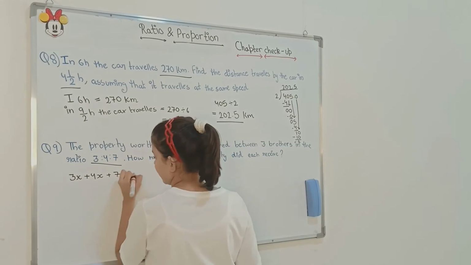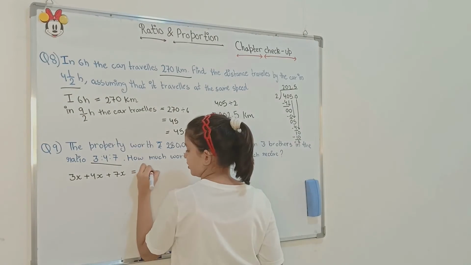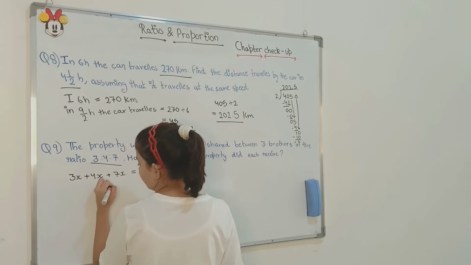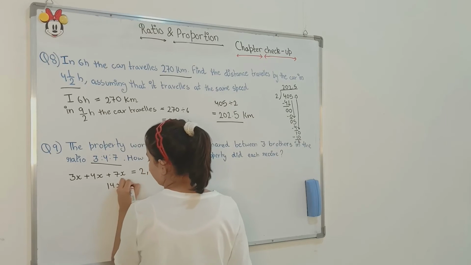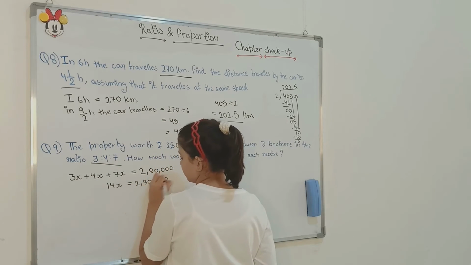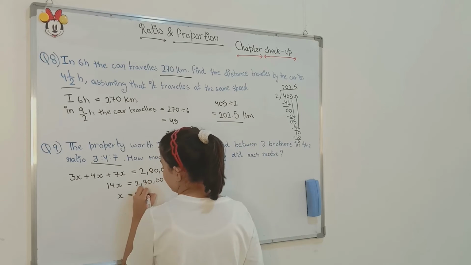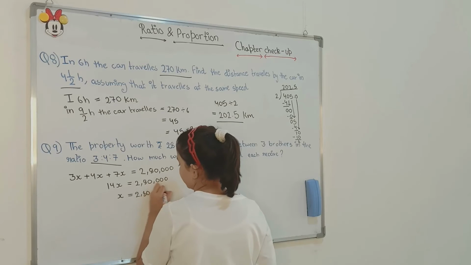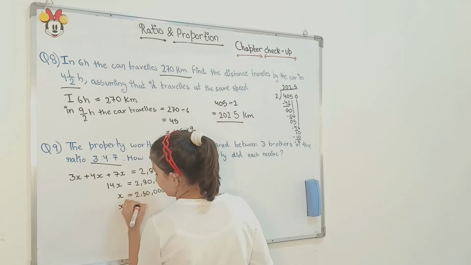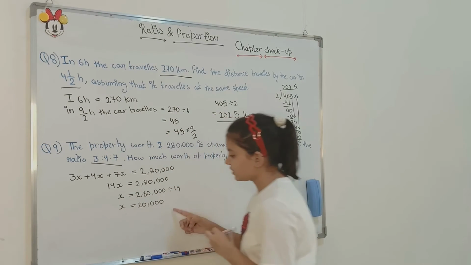So we will get again 2,80,000. Then 14x is equal to 2,80,000. So now we'll divide 2,80,000 by 14. Then x, our answer, we will get as 20,000. Now here we got 20,000 as the answer.